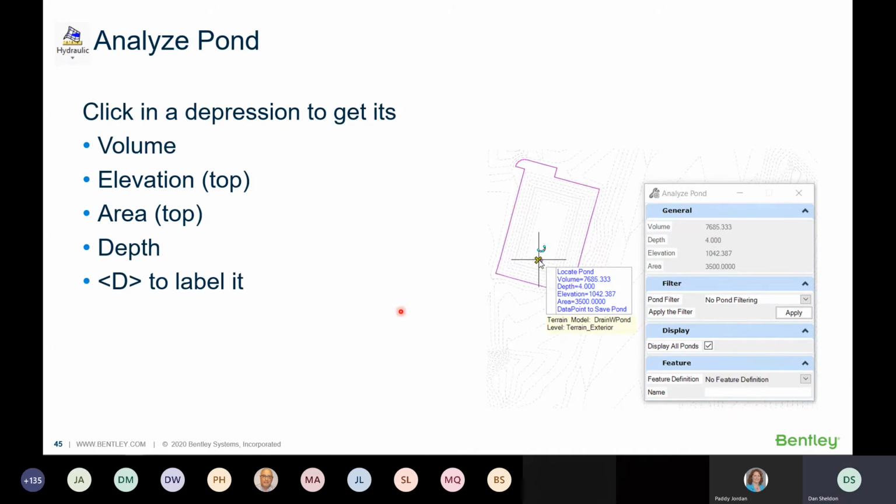So another tool we have is an Analyze Pond tool. If we use this tool after we've got either a proposed or existing pond, what we need to do is click in the area of where the pond is, and then it'll give us, again, a volume, in your master units, a top elevation, a total area, and then the depth of that pond.